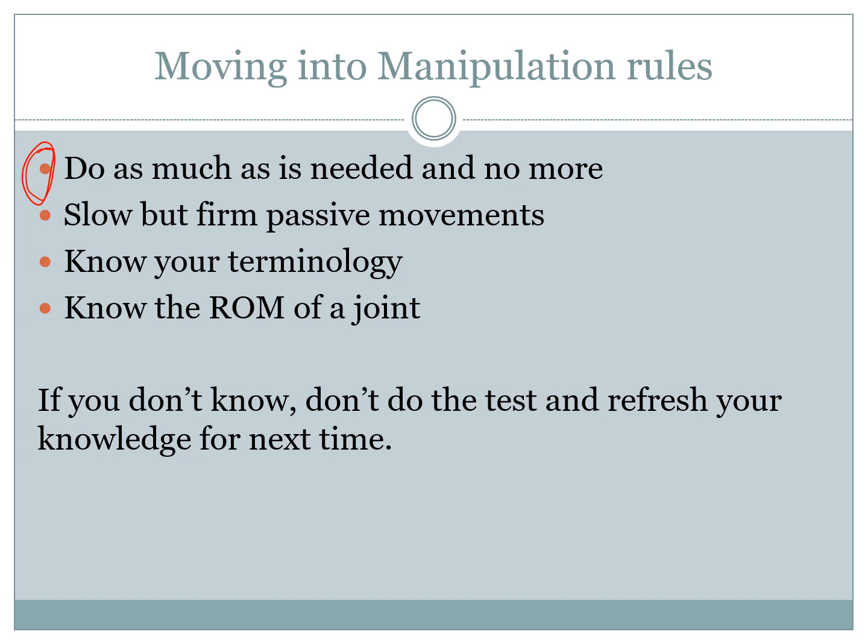You need to be slow but firm when you're doing your passive movements. So when you're supporting and you're doing the passive movements, there's no jolting, there's no quick. It is slow, but it is a firm movement, and you stop at the point of pain. It really helps if you know your terminology, like your planes and your movements, flexion, extensions, rotations, all these sorts of things, so you can use the correct terminology.